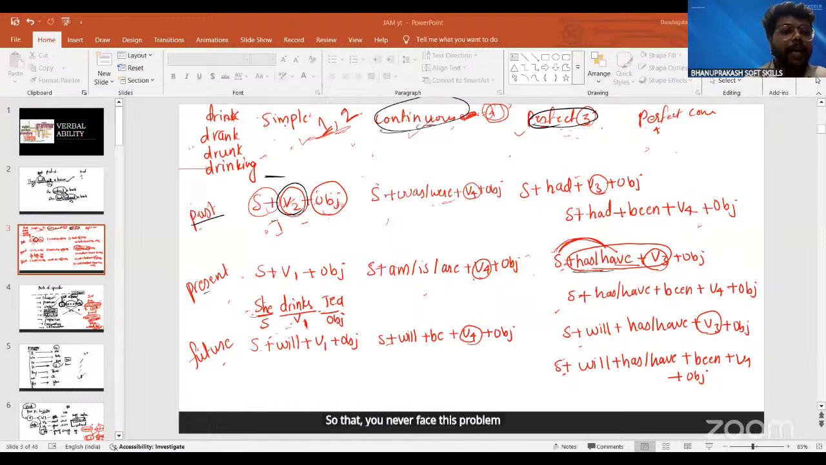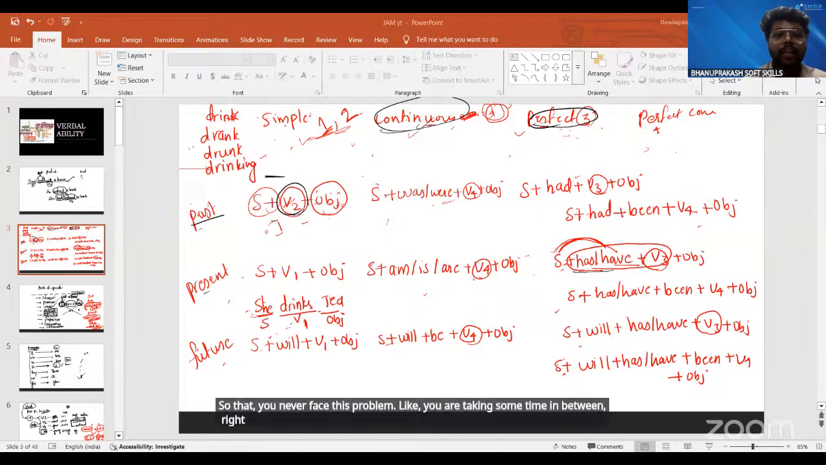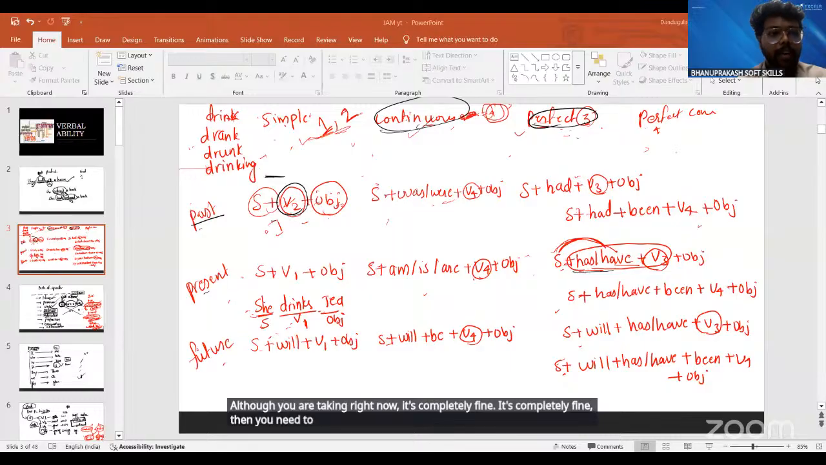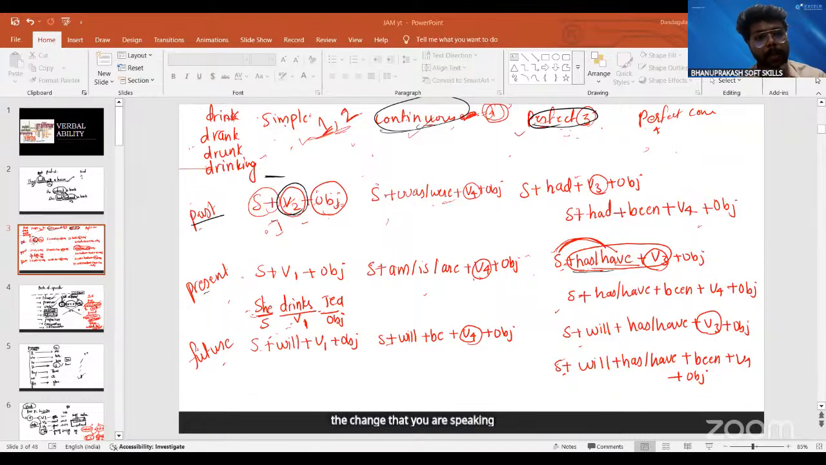Like you are taking some time in between, right, to think of some points. You should never take such gaps, although right now it's completely fine. You need to participate in the same way every day. Then you will definitely observe the change between the way you are speaking right now and the speech that you will give on the last day. It is only possible if you participate the same way you participated today.